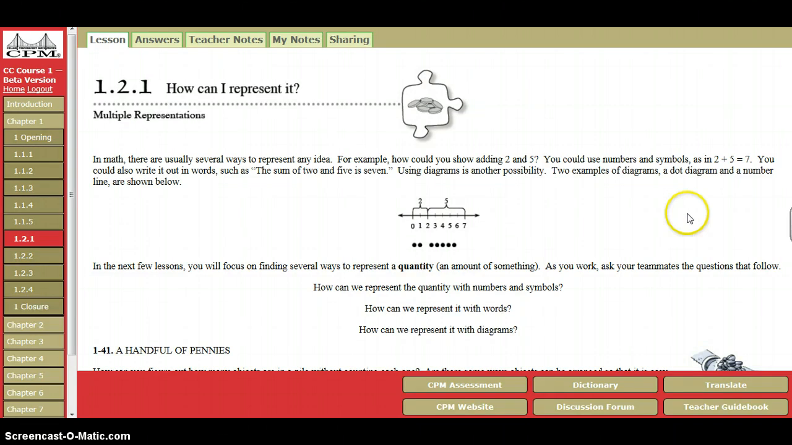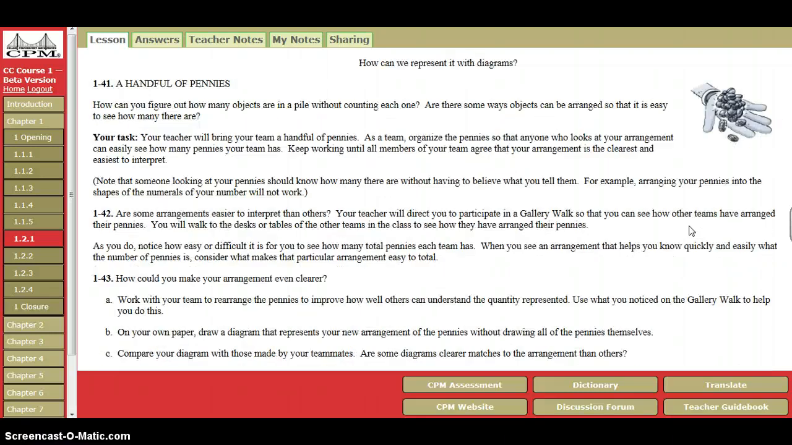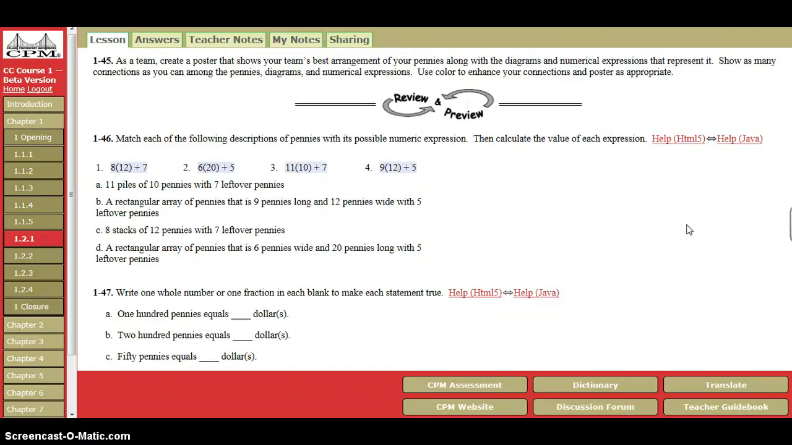So every group had a different amount of pennies. And as you remember, your job in class was to see if you could find a way to represent that number in an easier way so that everybody could figure out how many you had. Whether you organized it into some type of rectangular array, or grouped it according to some rule you decided with your group to make it easier to count, every group did a fantastic job with that.